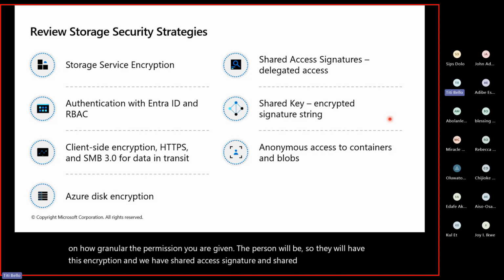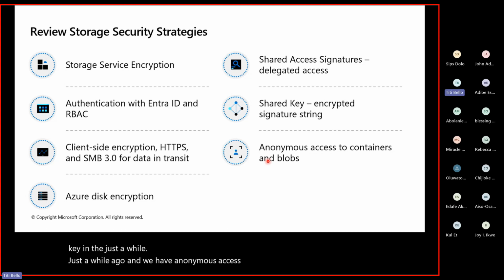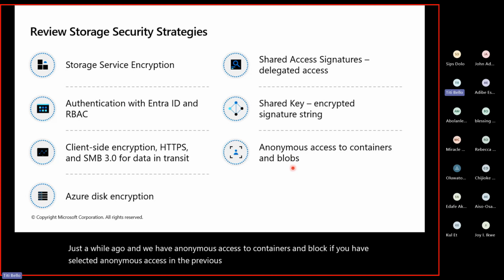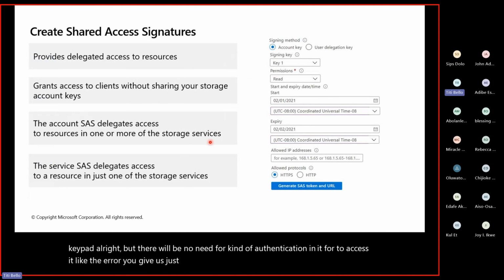We saw the shared key just a while ago, and we have anonymous access to containers and blobs. If you have selected anonymous access in the previous setting where we're selecting the public facing, then we will be able to do this without us generating the key. We'll generate the key, all right, but there will be no need for authentication to access it. Like the error you gave us just now, that the authorization is not well configured, so check it. So, creating a shared access signature, right?